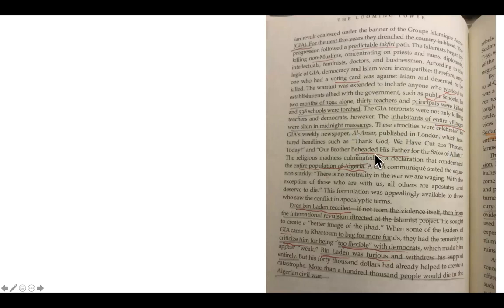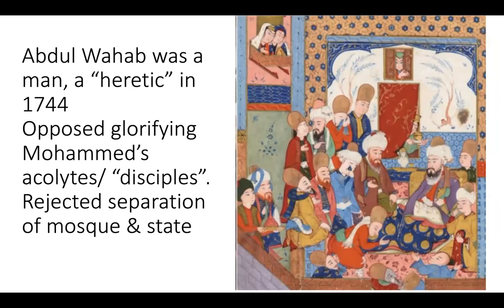Then it just became insane. There was one guy who beheaded his own father. And finally, there was a fatwa issued against the entire population of Algeria. And even bin Laden was horrified at how quickly a movement like jihadists can get out of control. And that may be what's happening in Afghanistan as we speak.